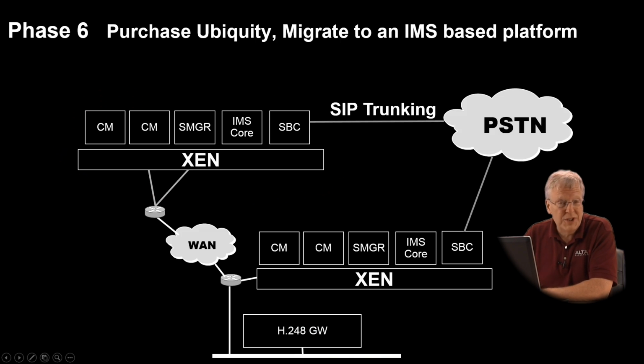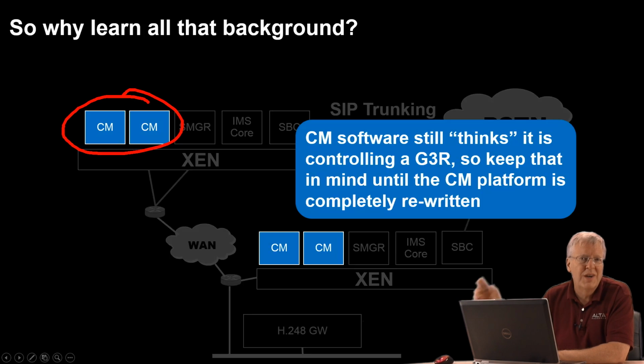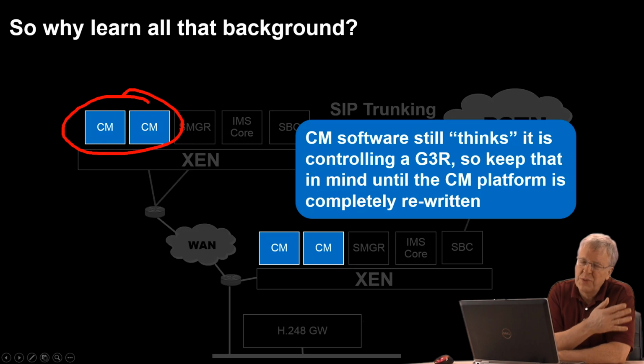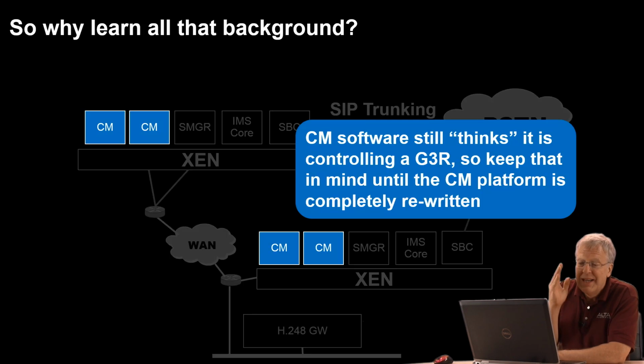So the next step then, which is the beginning of this course, is to realize this communications manager software is still really controlling that old G3R platform, so that when we actually run the Avaya SIP trunking course, we're thinking that this background that we just gave you is something you should bring, and now you have it. You have an idea of how the communications manager is thinking. Once the CM configuration is understood, as that's a bit of a retrofit, you'll see the clever ways that Avaya actually deployed to make the CM function, even though it's running on top of an IP multimedia subsystem core.